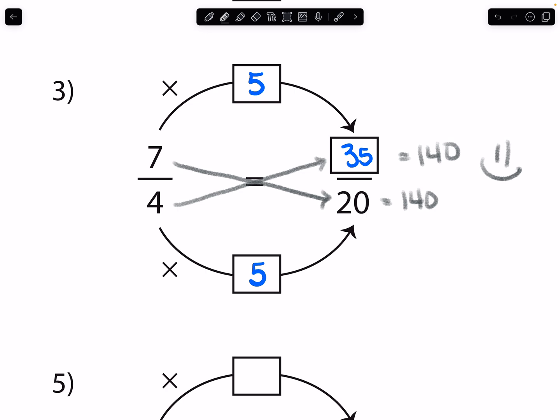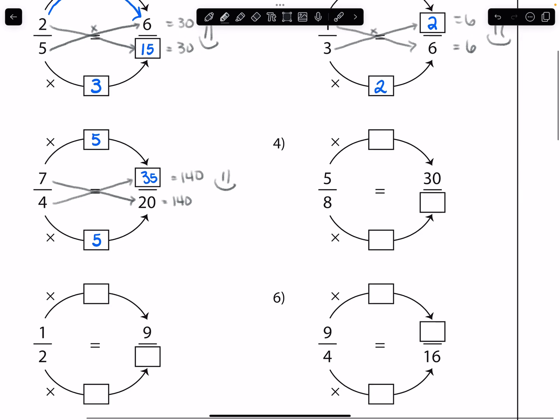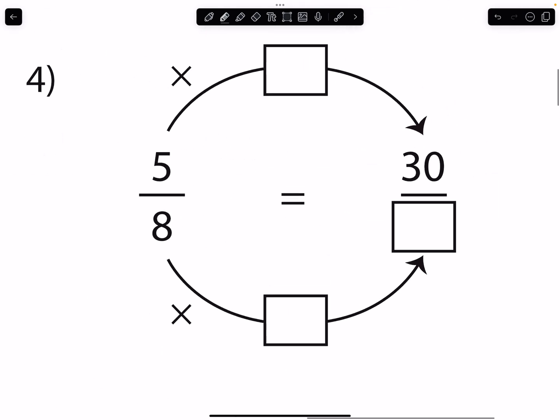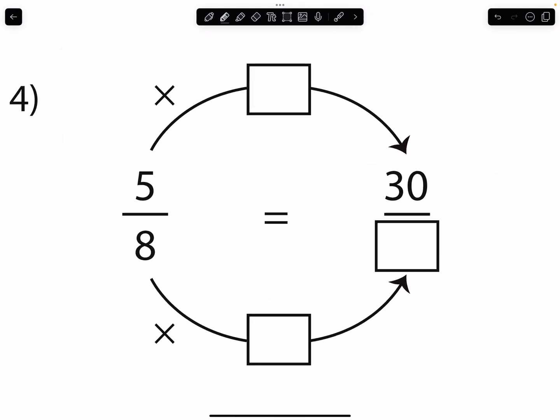Did you get it right? If not, let's try one more. Push pause and then come back to see if your answers are correct.